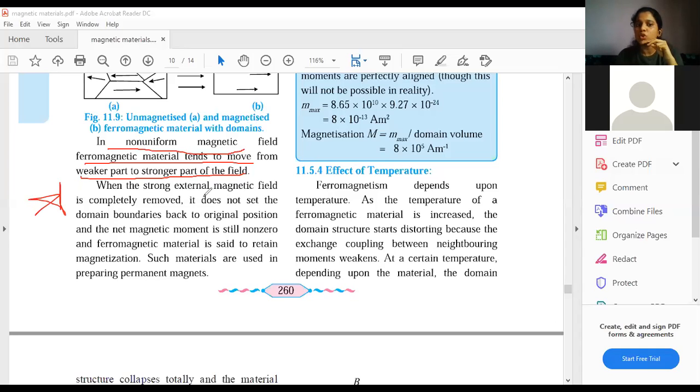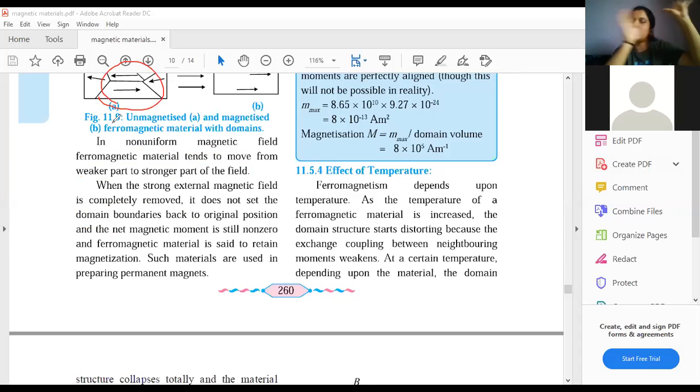When the strong external magnetic field is completely removed, it does not set the domain boundaries back to their original position. When you remove the external magnetic field from a ferromagnetic material, it does not mean that these domains are formed again. It does not go back to its original position or how it was before.